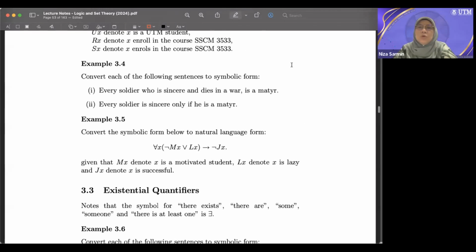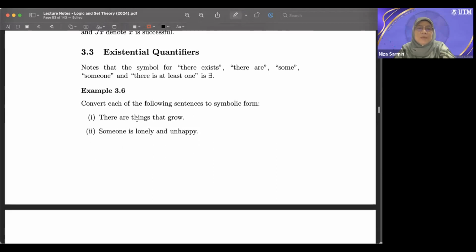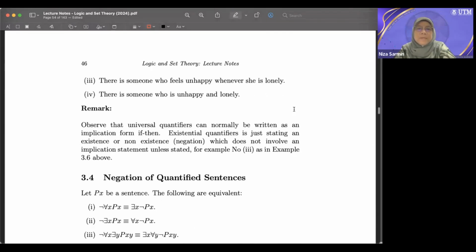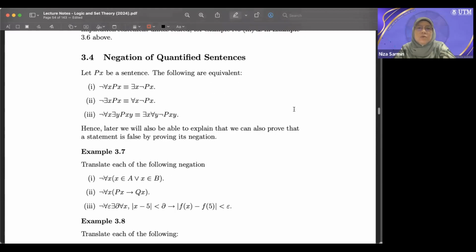So you have to know whether to use for all, or there's some, or there exists, or none. Every is for all. There are things, existence, there exist, there are, or some, there's at least one, they're all the same. There exists. And you have to know also the negation.